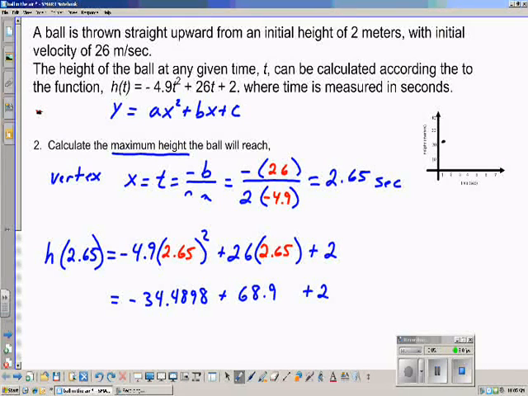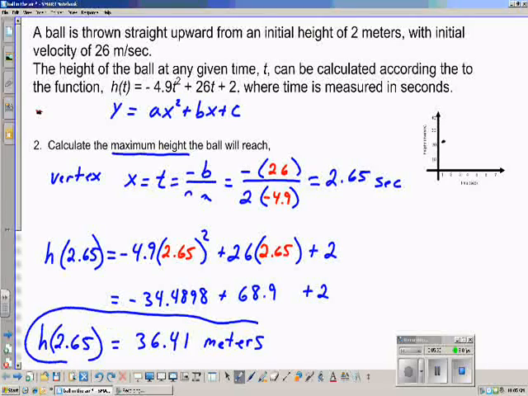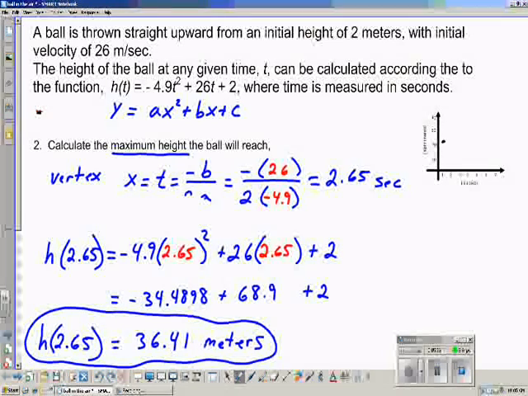Just plugging some numbers in here. Okay, so I find that the maximum height of the ball is going to be 36.41 meters, and that happens when the clock reads 2.65 seconds. And I'll put that also on the graph so we can start to build a picture of this.